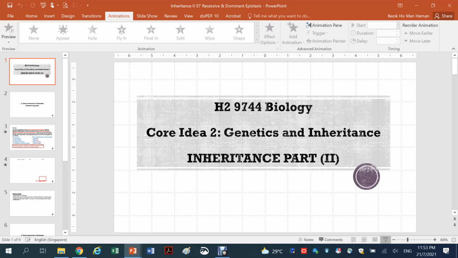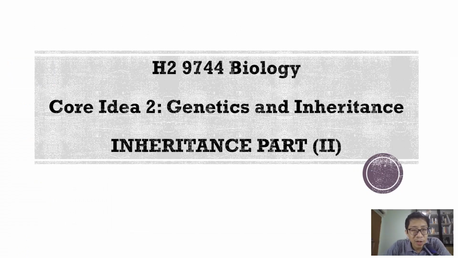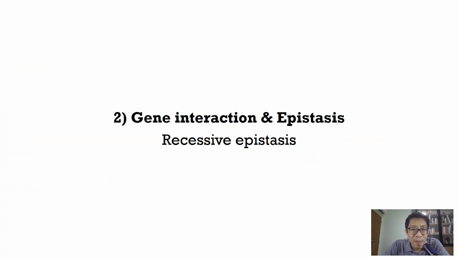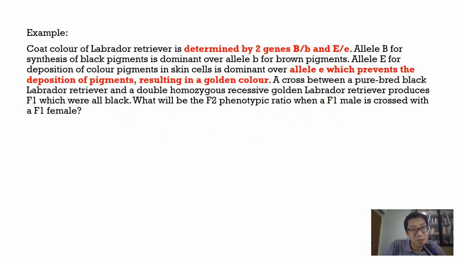Alright, so for this video, we'll be looking at two particular examples of epistasis. The first is recessive epistasis. Okay, we'll go straight to the example in the notes, right? So this example involves the coat color of a dog.